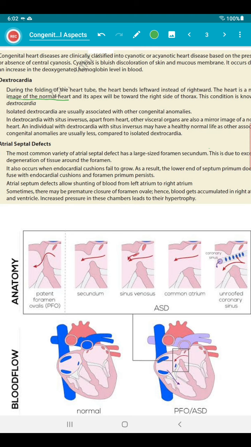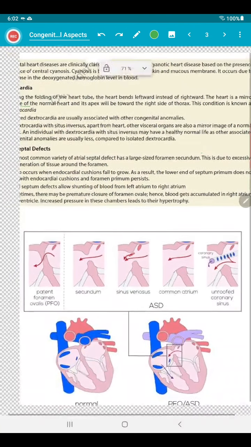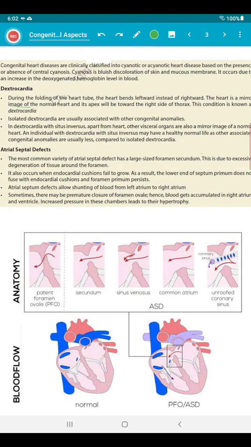In dextrocardia with situs inversus, what happens? Apart from the heart, situs inversus means the site will be inverted, opposite. Other visceral organs such as liver, spleen, etc. are also mirror images of normal. An individual with dextrocardia with situs inversus may have a healthy normal life, as associated congenital anomalies are usually less common compared to isolated dextrocardia. So isolated dextrocardia is much more serious.